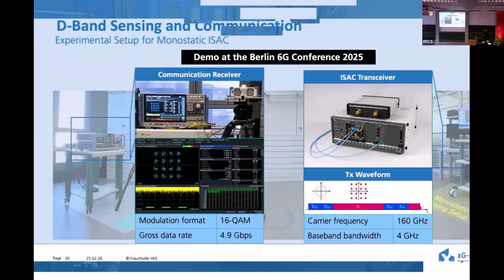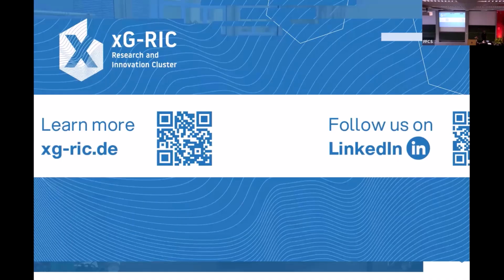The question is, what is the use case for this? At the moment, we are looking for an interesting use case. So if somebody has an idea what we can do with this technology, where you need 5 gigabit per second and at the same time sensing or ranging with precision below 3 centimeters, then you can contact me. Thank you for your attention.